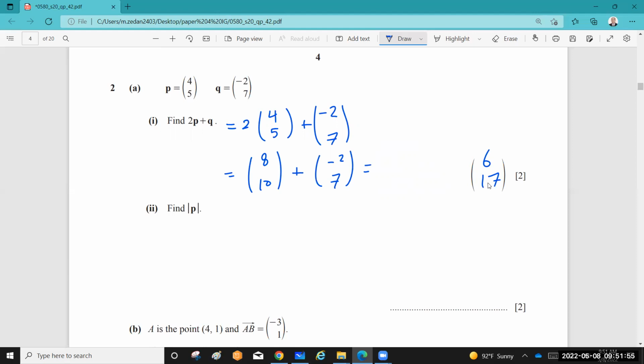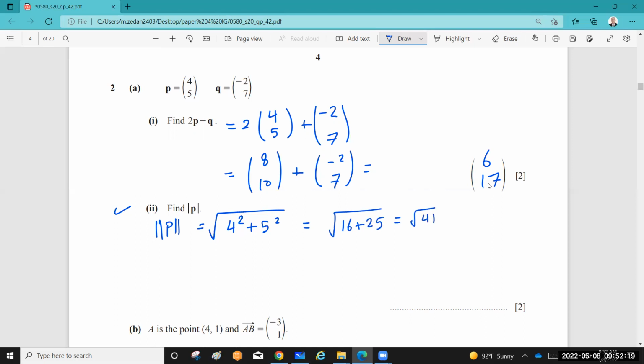8 plus -2 is 6, and 10 plus 7 is 17. That's it. The magnitude of vector P is the square root of its components squared, by applying the Pythagorean theorem. Sometimes you write the magnitude of P with double lines like this. The magnitude of P is the square root of 4 squared plus 5 squared, which is the square root of 16 plus 25, the square root of 41.